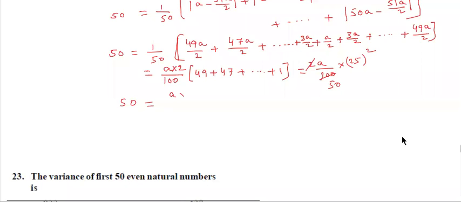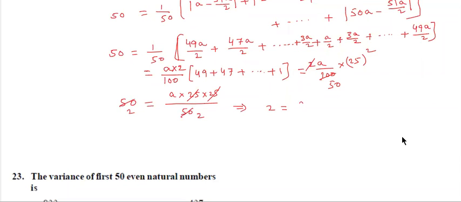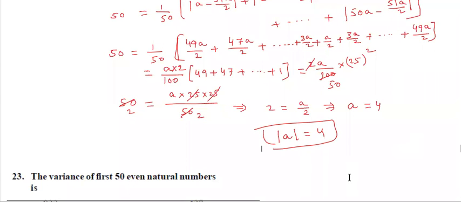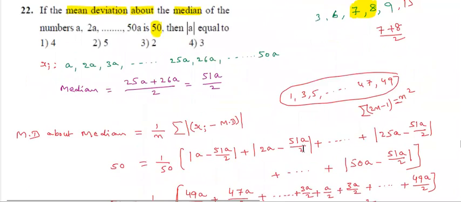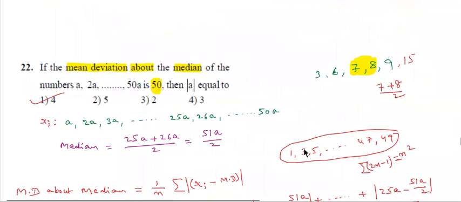Next, the remaining: a into 25, that is, you can write 25 into 25 divided by 50. There are 25 twos here. Overall, 2 is equal to a by 2. Then what is the value of a? It is 4. But they are asking for modulus of a. Modulus of a is 4. This is the answer. Which option is correct, students? First option, modulus of a equals 4.